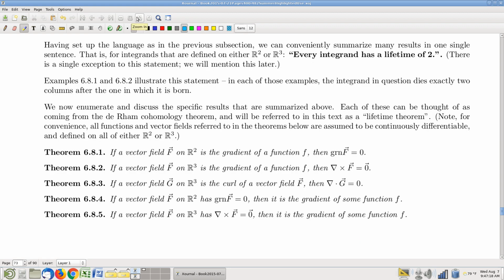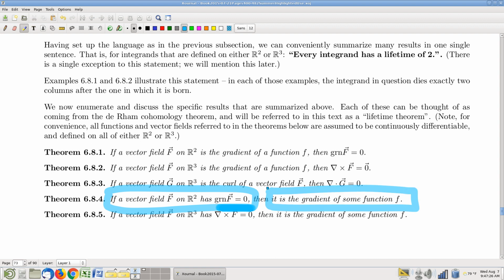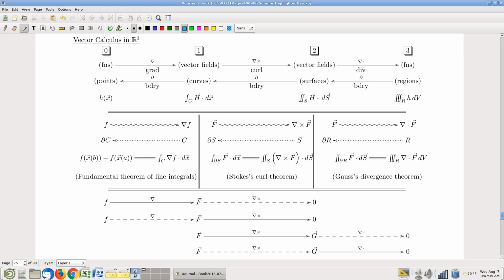Let's see here. If Green's operator is 0, then it's a gradient of some function. Now let's look at that on the diagram. Now that's a theorem, and again, you can think of this as a theorem stated as it is. If Green's operator is 0, it is a gradient of something. Okay, so to our diagrams.